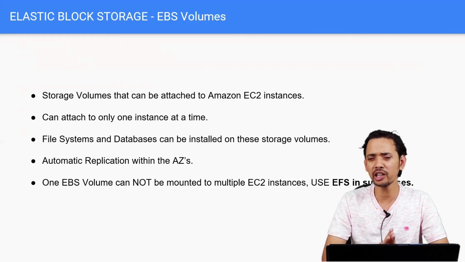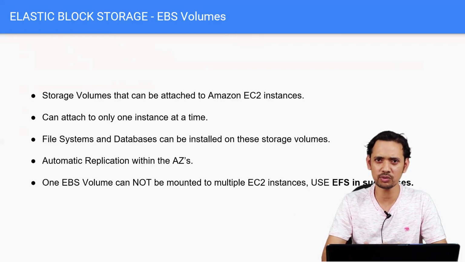Now about the other features like durability and availability. So an EBS volume is quite durable. As soon as you put some data on an EBS volume, it gets replicated across multiple devices but within the same availability zone. So you have to keep that in mind, that your data would remain available even if there are disk failures, and AWS will manage all of that.